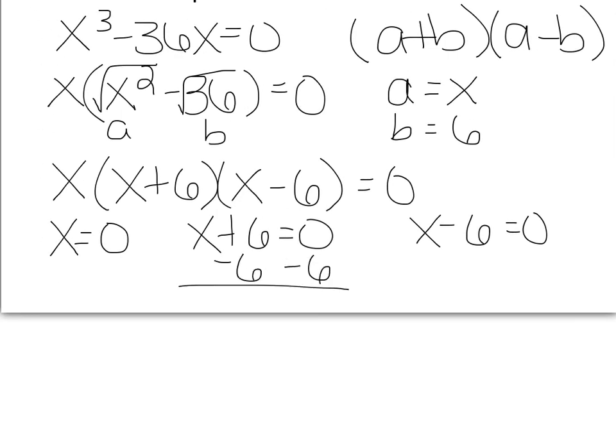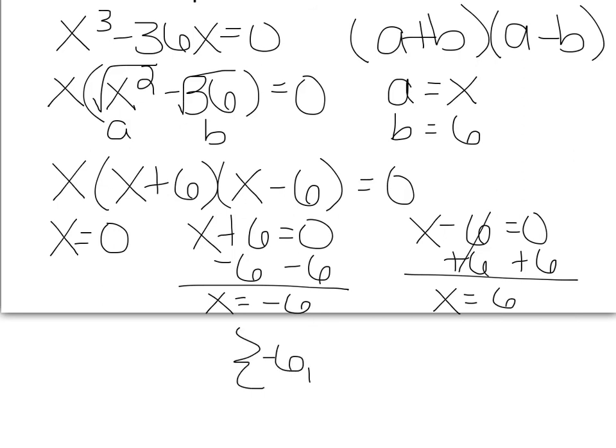Subtract 6 from both sides, you get x equals negative 6, and over here you're going to add 6 to both sides, so you get x equals 6. So your solution set is negative 6, 0, and 6. Make sure you check all three in the original.